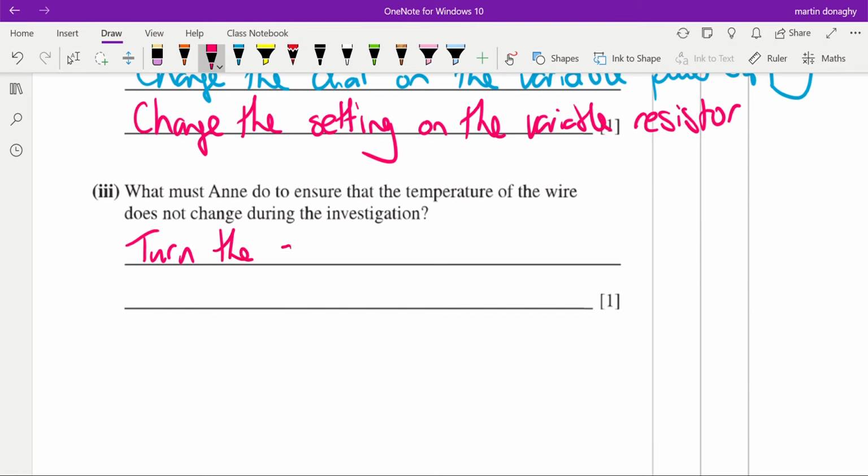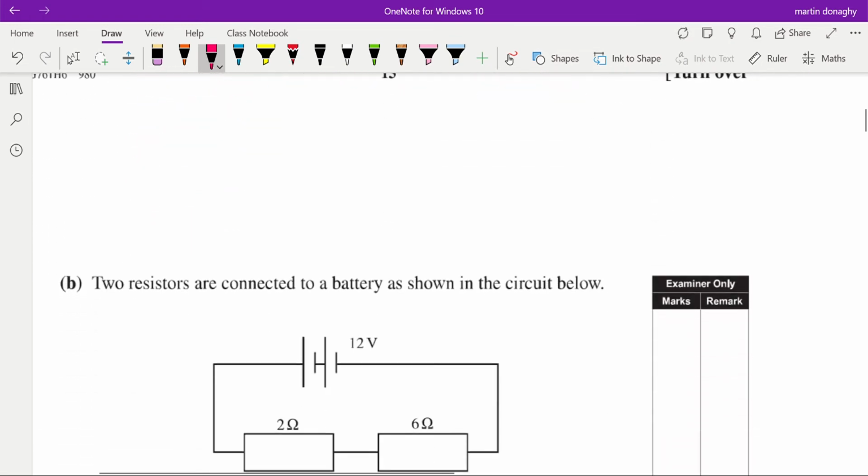What must Anne do to ensure that the temperature of the wire does not change during the investigation? Turn the circuit off, so open the switch, between readings, and that gives it time to cool down. Remember, Ohm's law: voltage is directly proportional to current as long as the temperature remains constant. So we have to make sure that we do that.